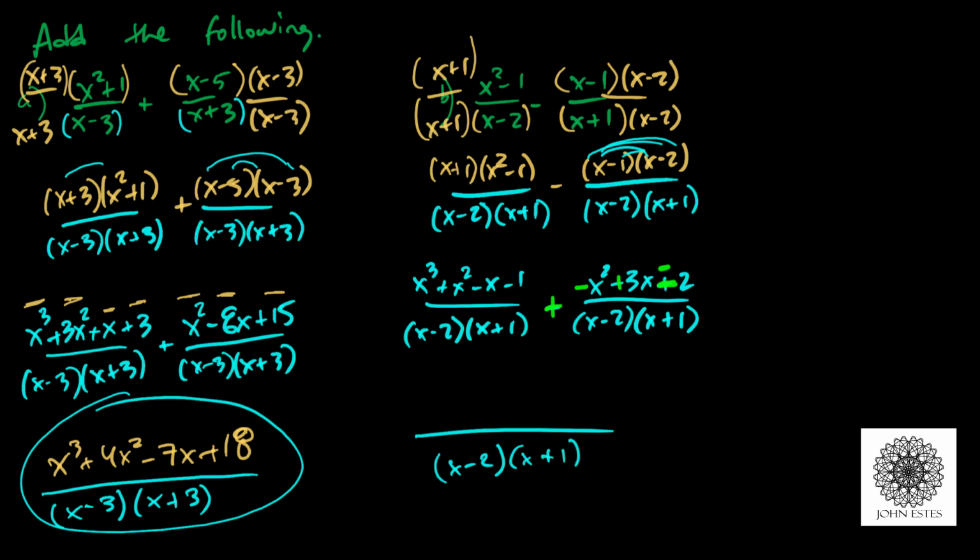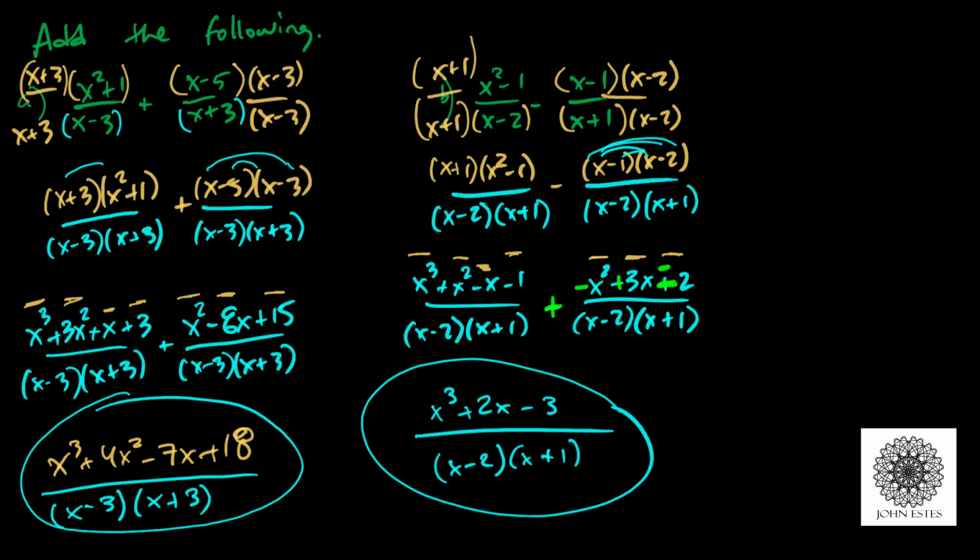I have a common denominator of x minus 2 times x plus 1. In the numerator, I have an x cubed. How many x squareds do I have? Let's see. So there's my x cubed. I have an x squared and a minus x squared. So those zero out. I have a negative x and a plus 3x. So that gives me a plus 2x. And then I have a negative 1 plus a negative 2. So I end up with a minus 3 at the end. Okay, again, this cubic numerator is probably not going to factor for us very well. So we'll just leave it like that. And I hope that makes sense.